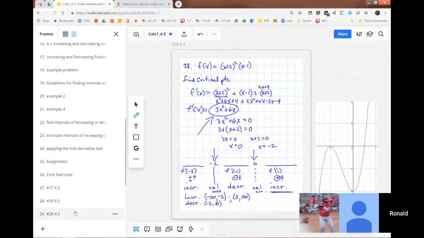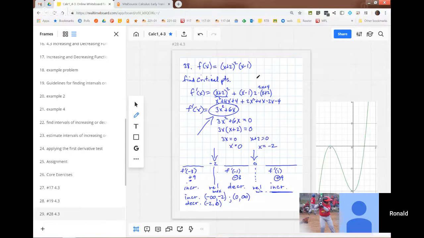And let's look at number 28. So 28, we have this problem, and we first need to find the critical points. So we've got to take the derivative. I guess you could say I took the easy way out. I squared x plus 2, and then I multiplied by x minus 1, and then I took the derivative, and I got 3x squared plus 6x.